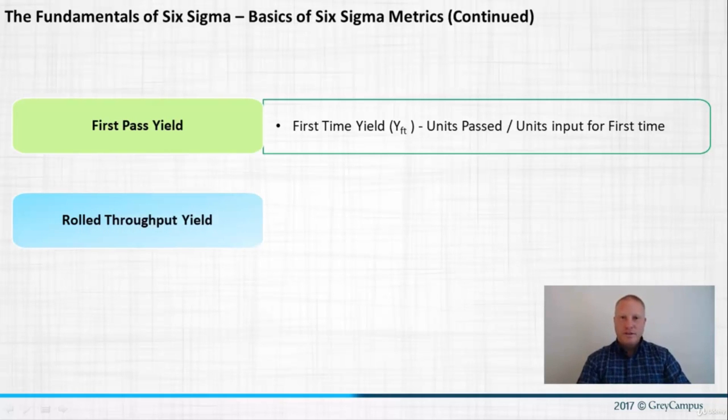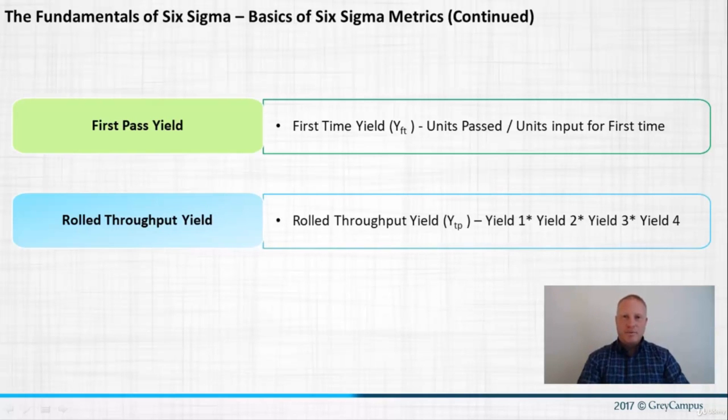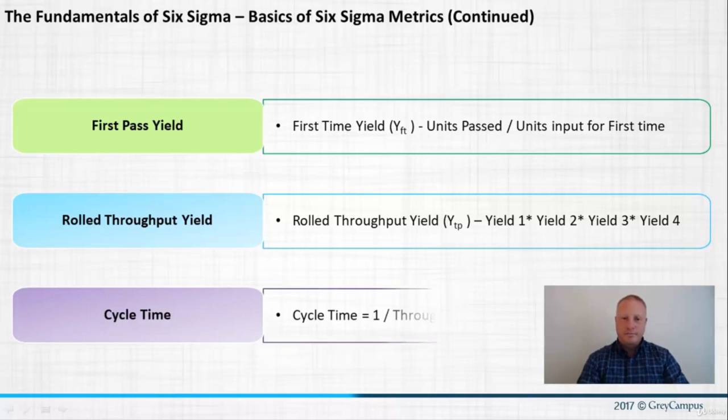Rolled throughput yield now takes that first pass yield or throughput yield for each step of the process and multiplies them by each other. So I can take multiple steps of a process and find out how many units actually got through the entire process, all the multiple steps of the process, with no issues. And then cycle time. How long does it take to do a process?